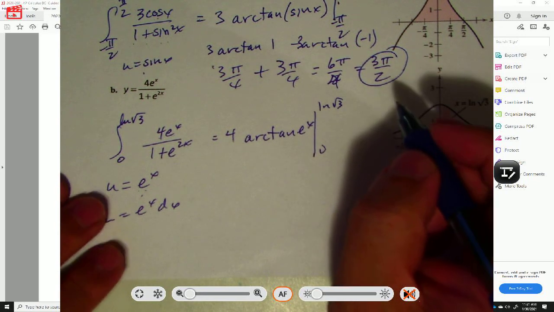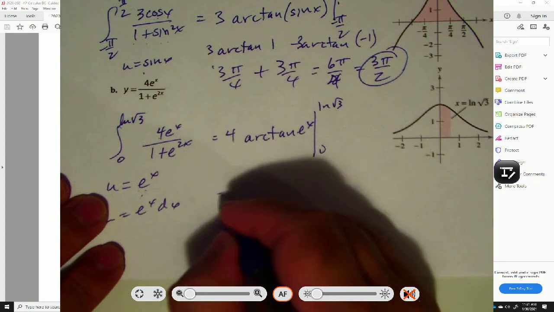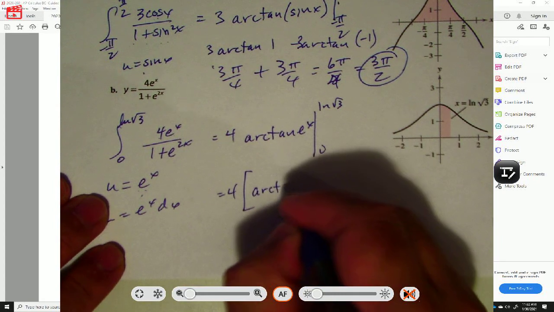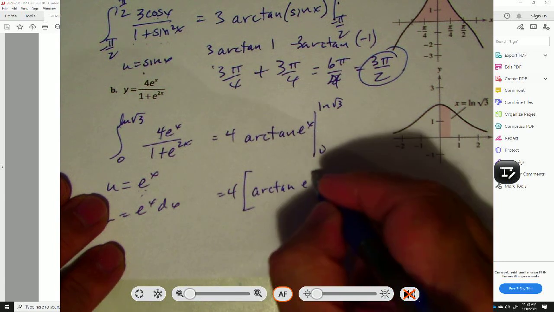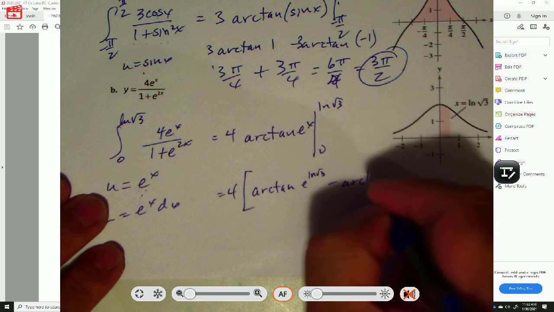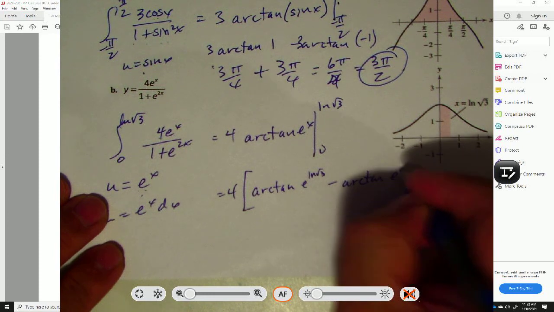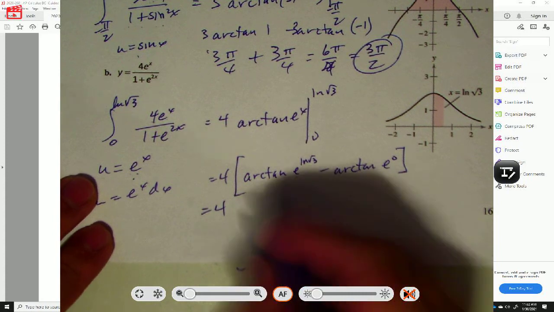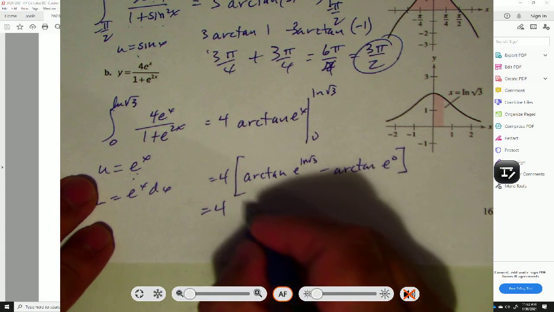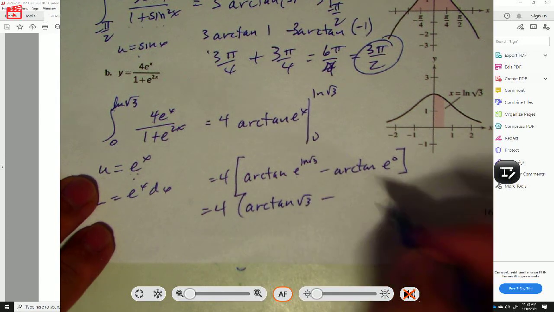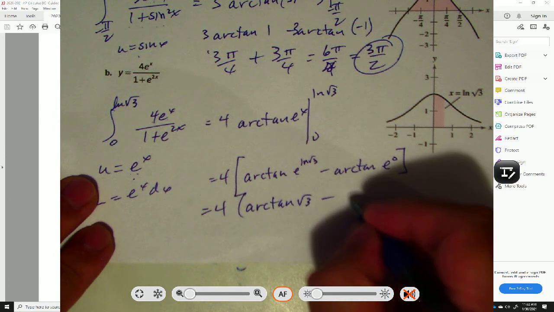Alright. So that's going to be 4 arctan. I'll just put the 4 out there. So it's arctan of e to the natural log of root 3 minus arctan of e to the 0. So e and natural log cancel each other out. So it's arctan of square root of 3 minus arctan of 1, since e to the 0 is 1.